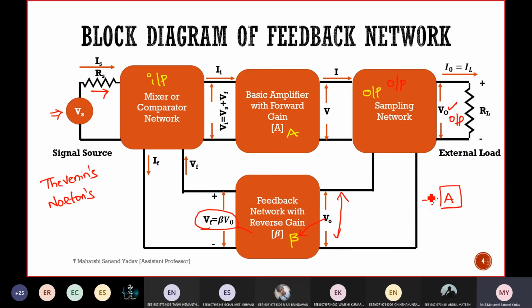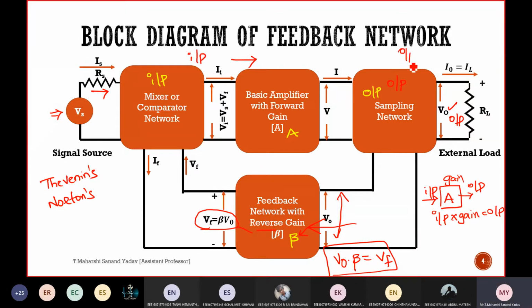Suppose there is an amplifier, input, this is gain, this is output. So how have you written this? Input multiplied with gain is nothing but output. Here also same thing. V out is entering from this point. So it is V out into beta, which is denoted with Vf. Clear? Coming in reverse direction, that's why it is called reverse gain. Whereas it is going in forward direction, from input side to output side. That's why it is called forward gain. This is called reverse gain. Okay, and sampling network. We shall see how sampling is done.